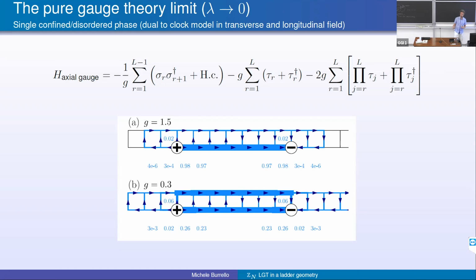And it's different from two dimensions. Two dimensions would have a phase transition between confined and deconfined phase. Here instead, I see only the confined phase for any G positive. For G equal to 0, it's a bit pathological and I get a deconfined phase.